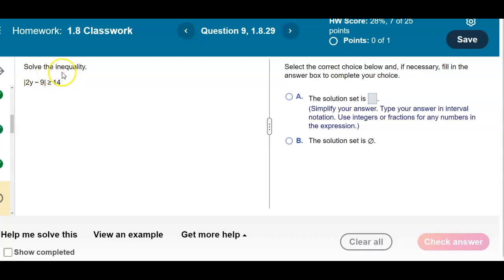Here we want to be able to solve the inequality. We have the absolute value of 2y minus 9, which is greater than or equal to 14. So here is our inequality. We can see that the absolute value is isolated. We have a constant on this side, and we have greater than or equal to.